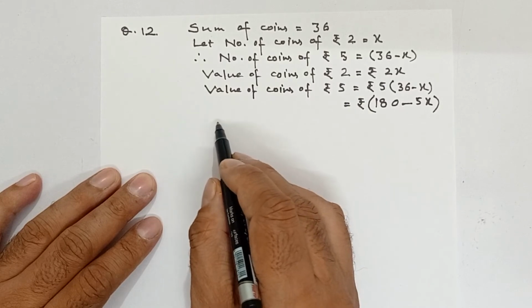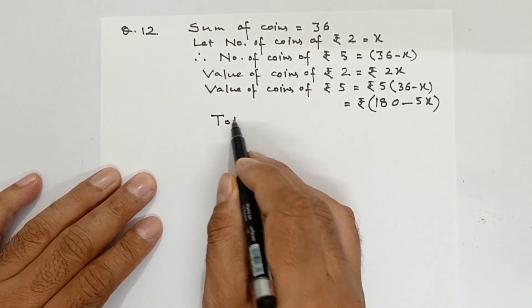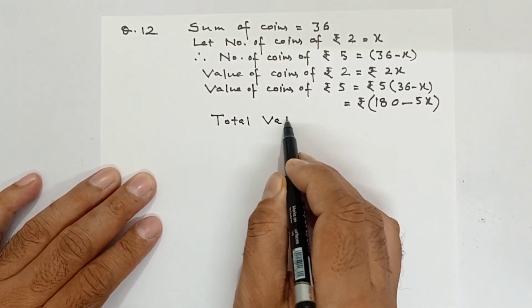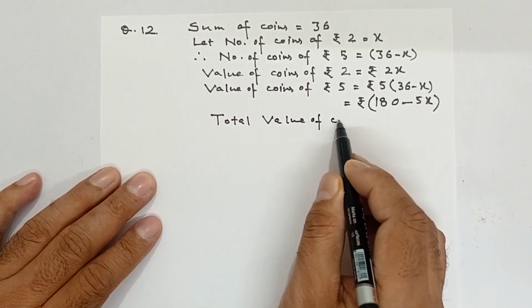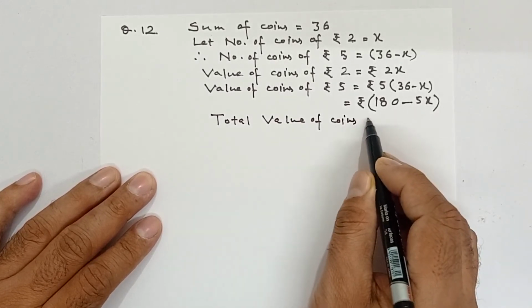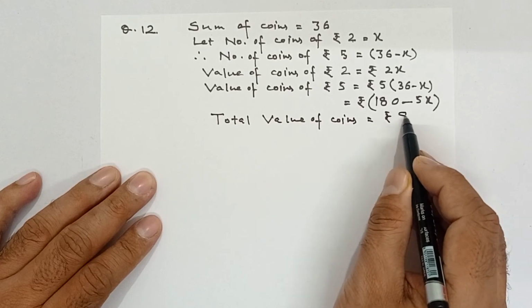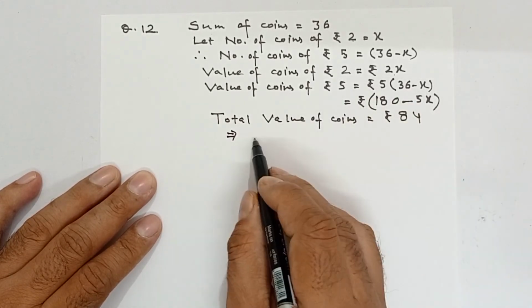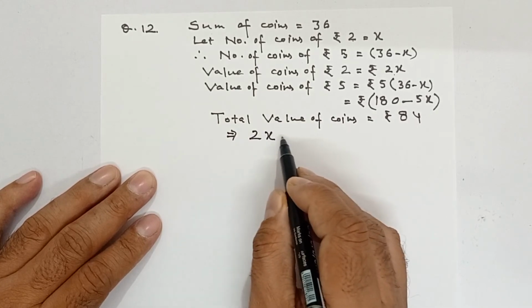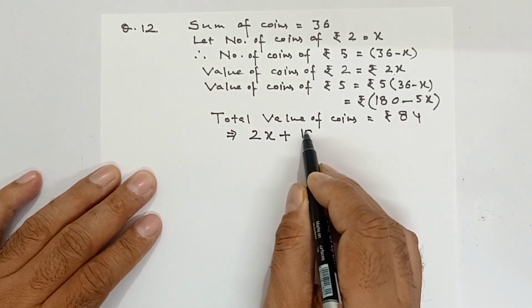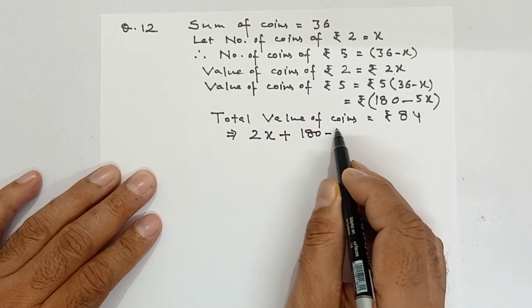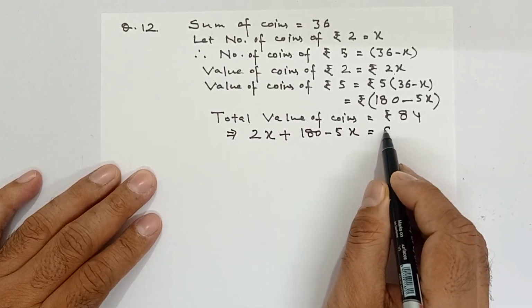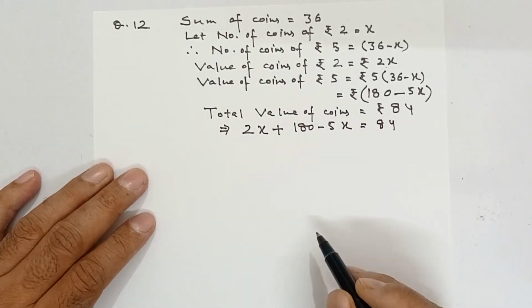Total value of coins is also given. Total value of coins, how much is it given? Rupees 84. So we will add first the value of 2 rupee and 5 rupee coins, that is 2x is the value of 2 rupee coins, plus 180 minus 5x is the value of 5 rupee coins, and it is equated to 84.